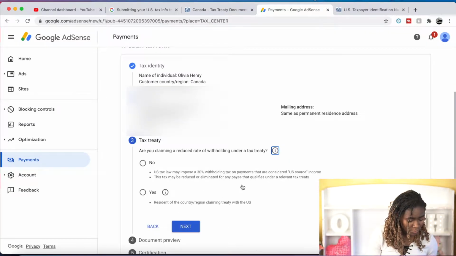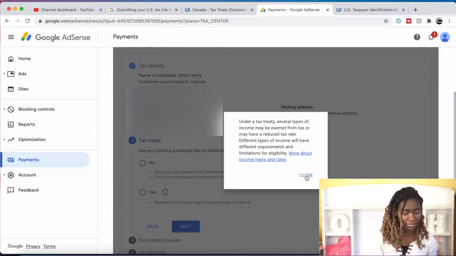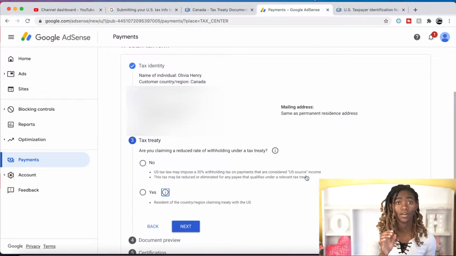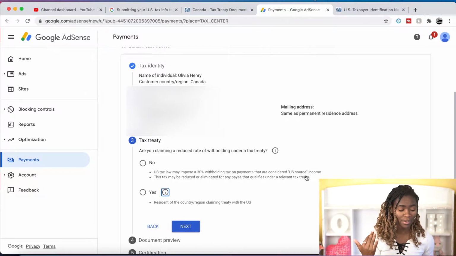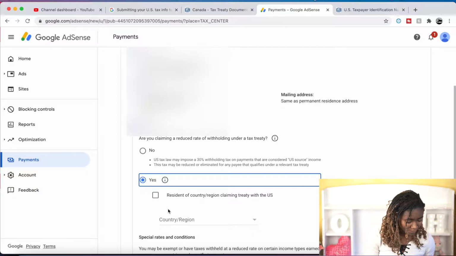Are you claiming a reduced rate of withholding under a tax treaty? If I click yes, it says under a tax treaty, several types of income may be exempt from tax or may have a reduced tax rate. Different types of income will have different requirements and limitations for eligibility. So I don't know if the tax is going to be completely exempt on the US side, and then I'll obviously have to file in Canada. I don't know if it's going to be completely exempt, but I'm hoping so. So I'm going to click yes.